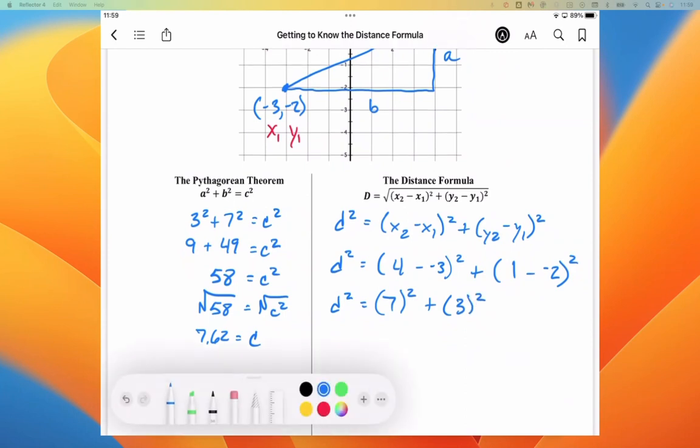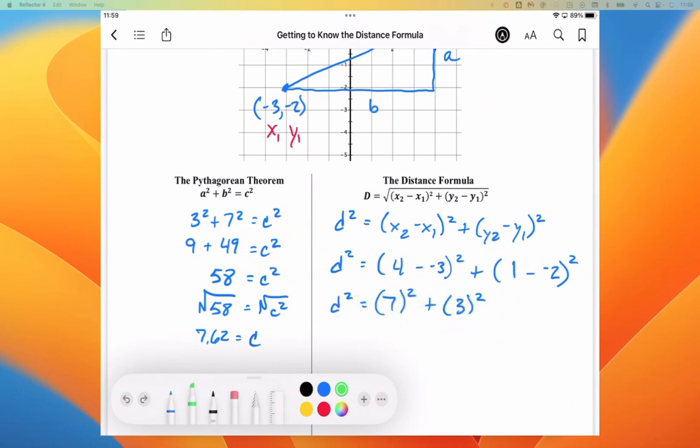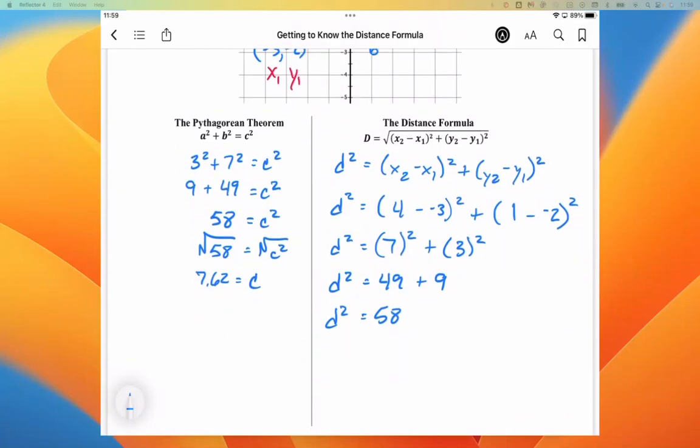And now you'll see that what we have for the distance formula is almost identical to what we had for the Pythagorean theorem. And so it is really the same thing, just organized a little bit differently. And now we're going to have d squared is equal to 7 times 7 is 49, plus 3 times 3 is 9. So d squared is equal to 58. We will do the square root of both sides, and we get d is equal to the square root of 58, which we already know from the Pythagorean theorem is 7.62.